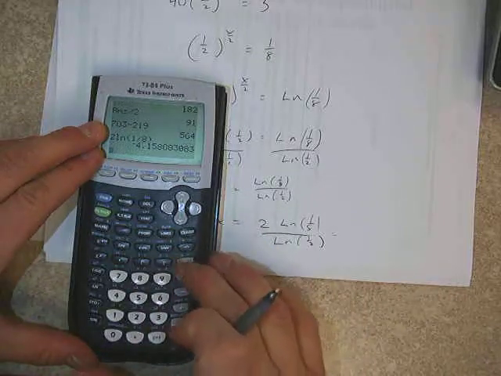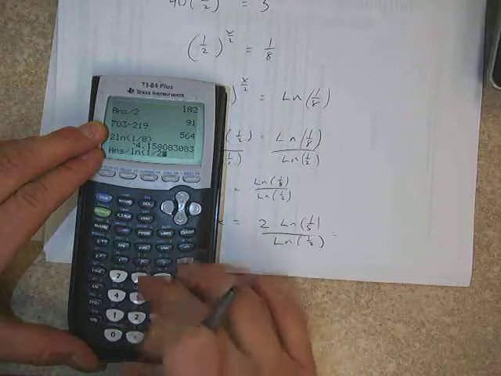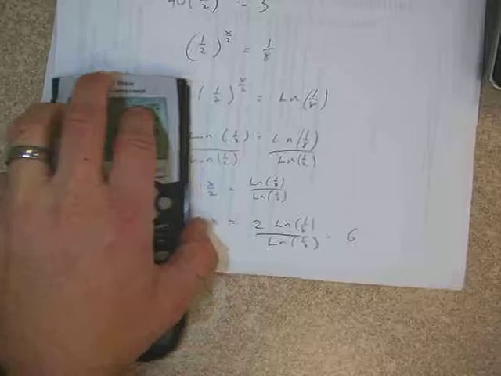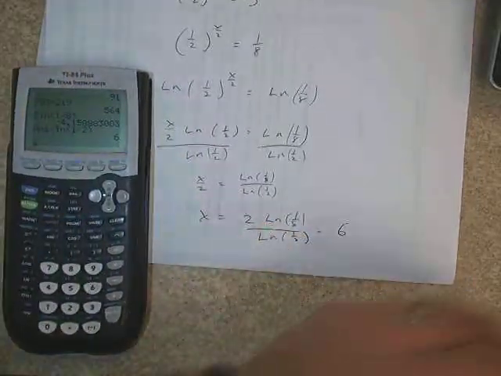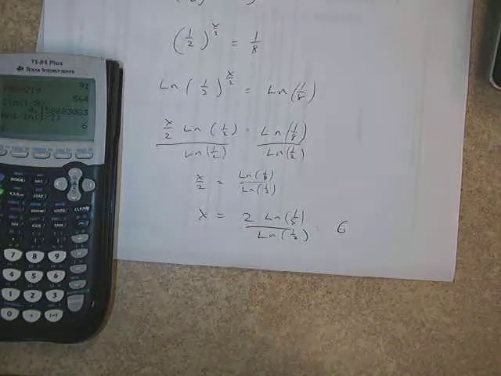If we calculate it, maybe it's a nice answer. We already know it's going to be a nice answer because we solved it the other way. But if I type it in as 2 ln of 1/8, divide that by ln 1/2, we get 6. All right.